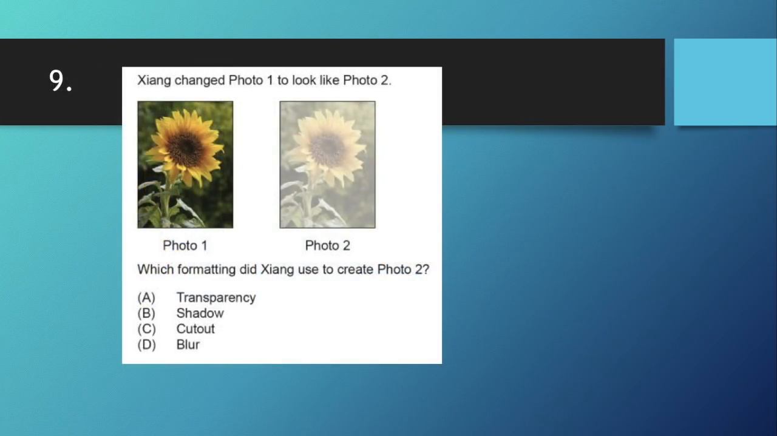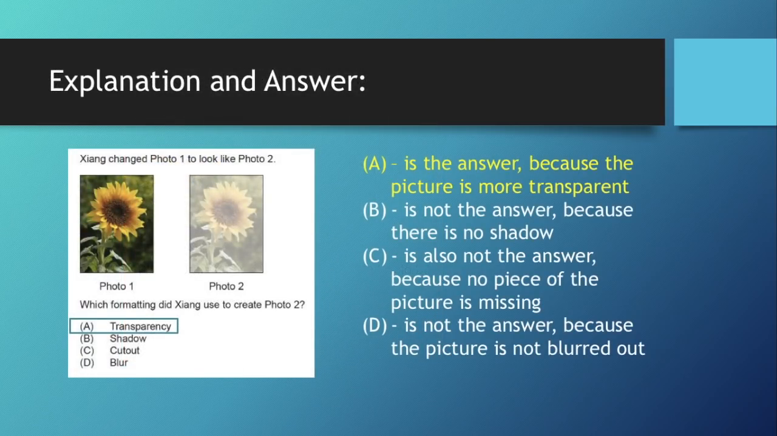This question is about what formatting technique he used. A is the answer because the picture is more transparent. B is not the answer because there is no shadow. C is also not the answer because no piece of the picture is missing. D is not the answer either because the picture is not blurred out.